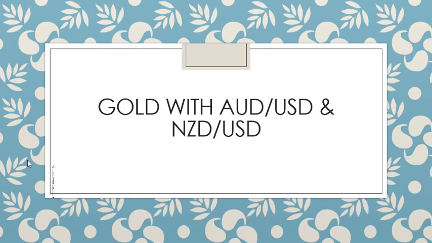Now let me discuss the correlation between gold, AUD USD and NZD USD. The gold correlation with these two pairs is extremely positive. Behind this positive correlation is that Australia is the third and New Zealand is the 25th largest gold producer in the world. So these currencies are also called commodity-backed currencies. Whenever gold goes up, these pairs will follow the direction of gold, and whenever gold goes down, these will follow the direction of gold.